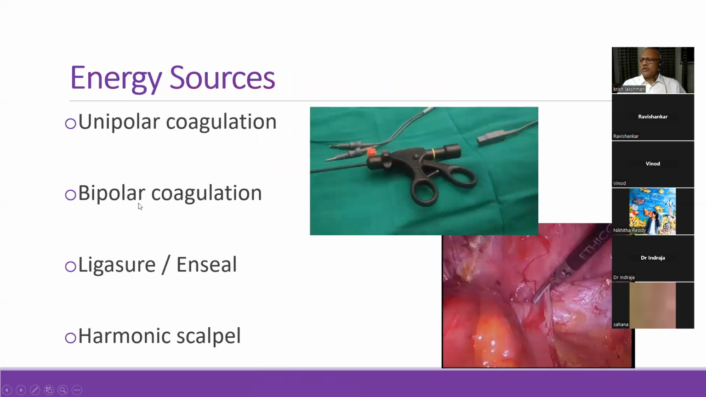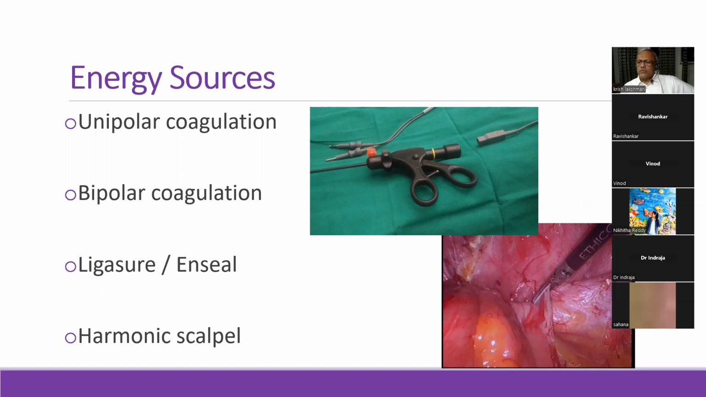Energy sources is a very important thing, but it's a class by itself, so I'm not going to talk about energy sources in this group discussion. So we talk about monopolar coagulation and bipolar coagulation. Nikita, come in and tell me what are the advantages and disadvantages of each of these. Sir, unipolar coagulation is used for damaging the tissues, for cautery. You can use it for hemostasis also, but what would be its problem? It can't hold the tissue, sir.